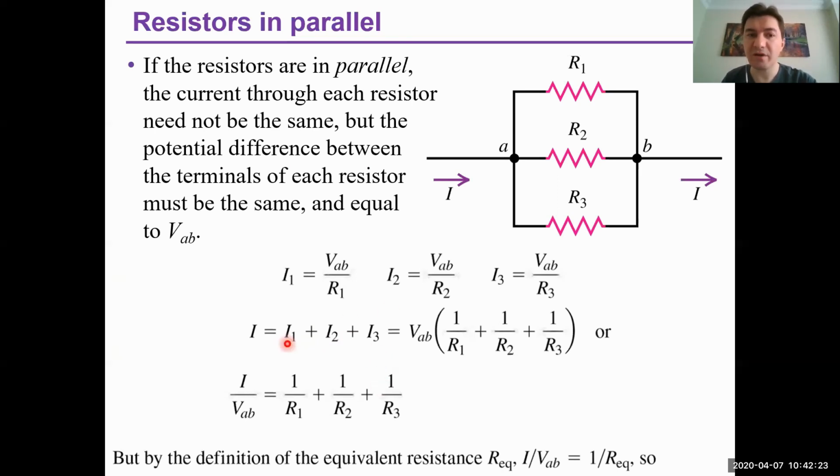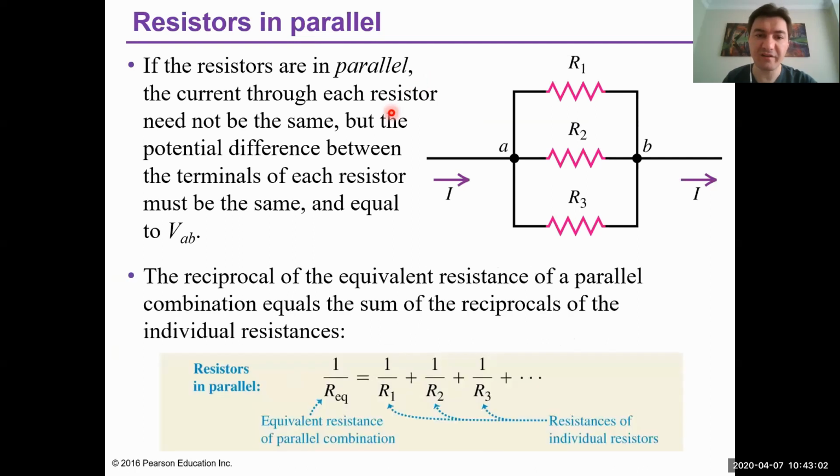Then put this one here, this one here, and this one here. In total, you will get this expression: VAB times (1 over R1 plus 1 over R2 plus 1 over R3). Or like this, I over VAB is equal to that expression. So what we have here is 1 over R equivalent. In the case of parallel connection of resistors, we can write the equivalent resistance like this.